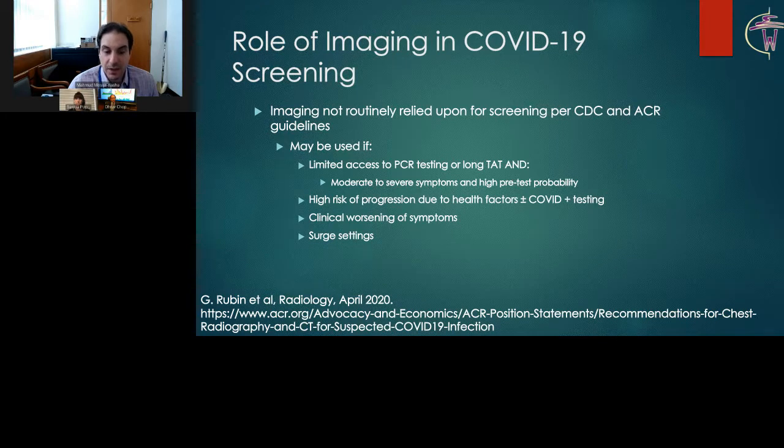Patients with clinical worsening of symptoms can also be imaged in the setting of COVID-19, and in surge settings where rapid results and triage are needed due to high volumes of patient presentations with either COVID-19 or suspected COVID-19. And this scenario played out in New York City, Spain, Italy, and early on in Wuhan. And that should be a consideration in those settings as you face that surge.